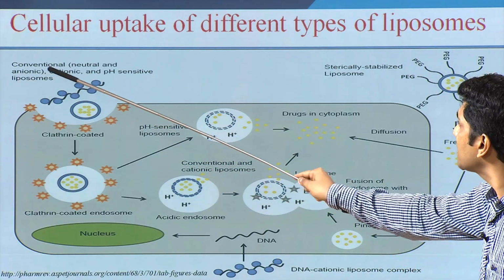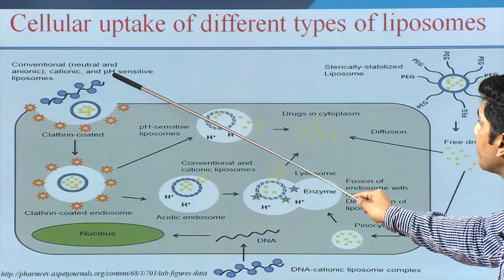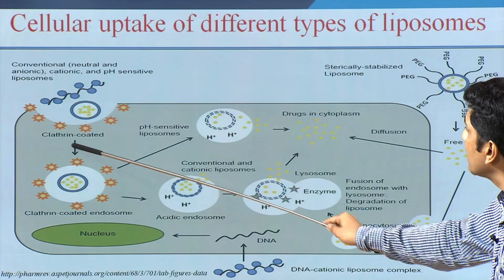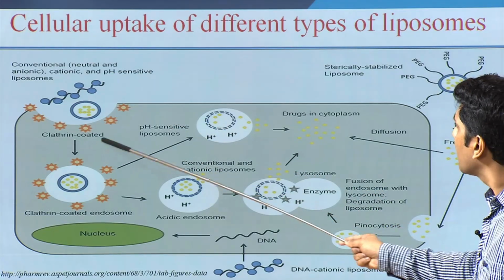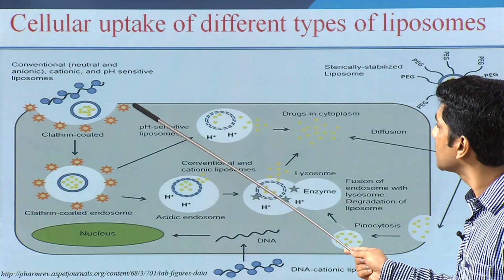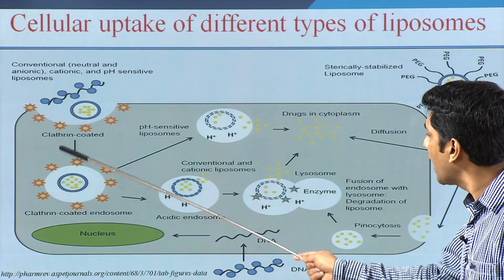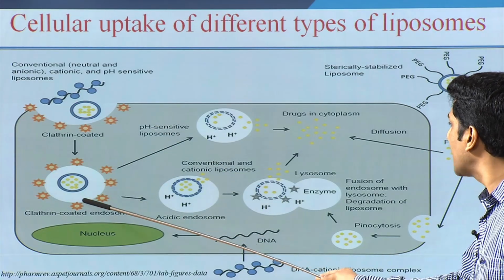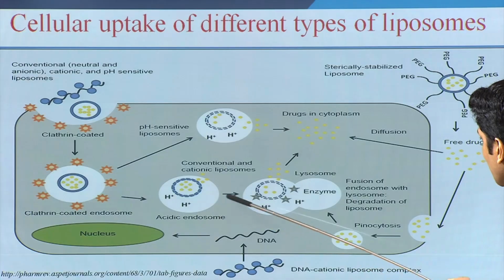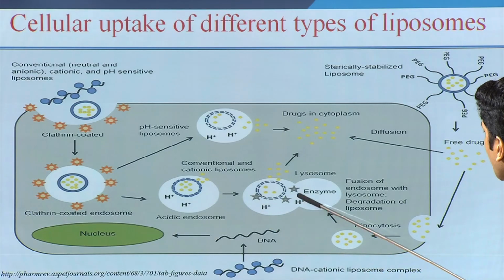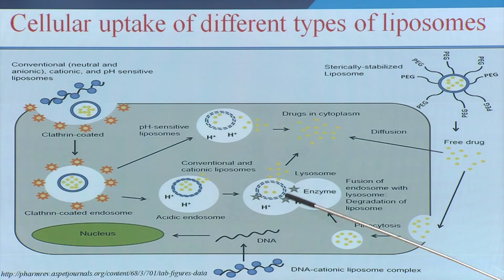So these are the conventional and cationic liposomes. This will be taken up by the clathrin coated particles and it will undergo an endocytosis process. So this will be taken up by this endosome, and this clathrin coated endosome will reach the lysosome and form an endolysosome. There it will get degraded and it will release the drugs to the cytoplasm.